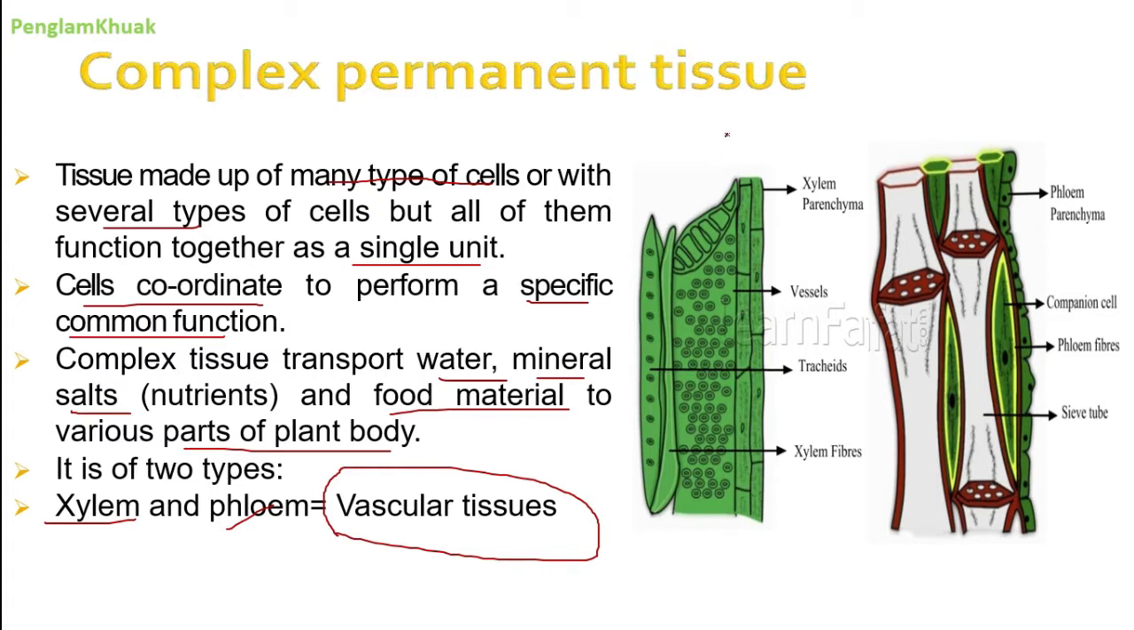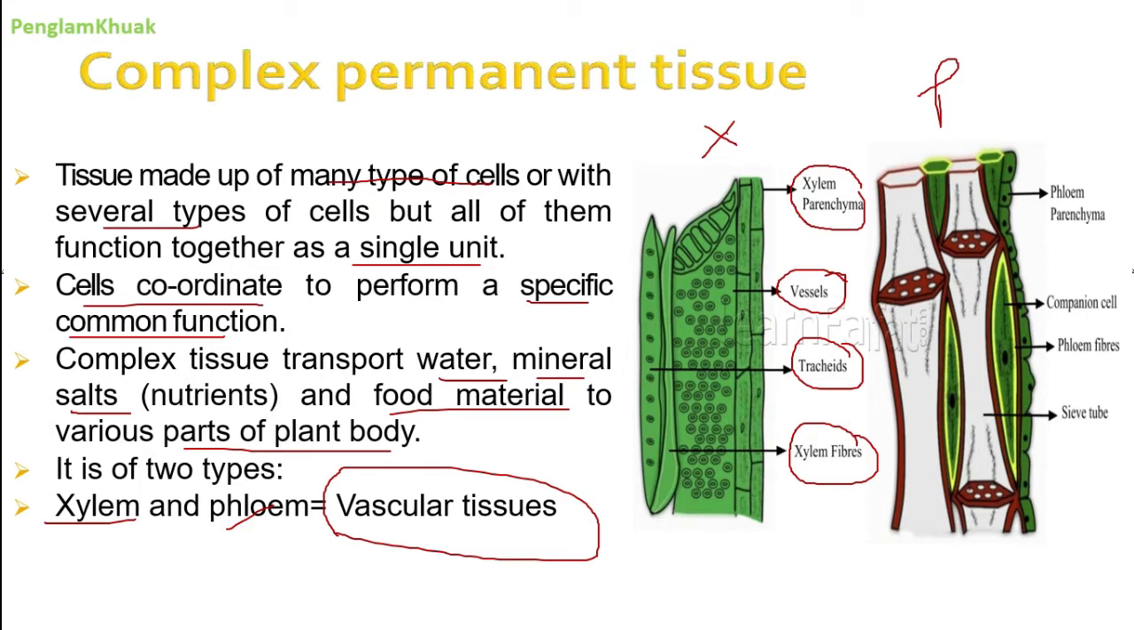Here this is a picture of xylem and this is a picture of phloem. If you see here, xylem is made up of parenchyma cells, vessel cells, tracheids, and xylem fiber. So all these four combine together and work together to perform the function of xylem. That means to transport water and minerals from the root to different parts of the stem.